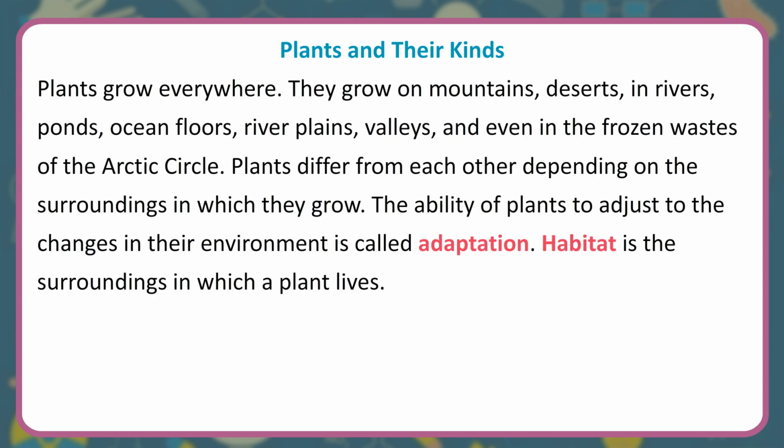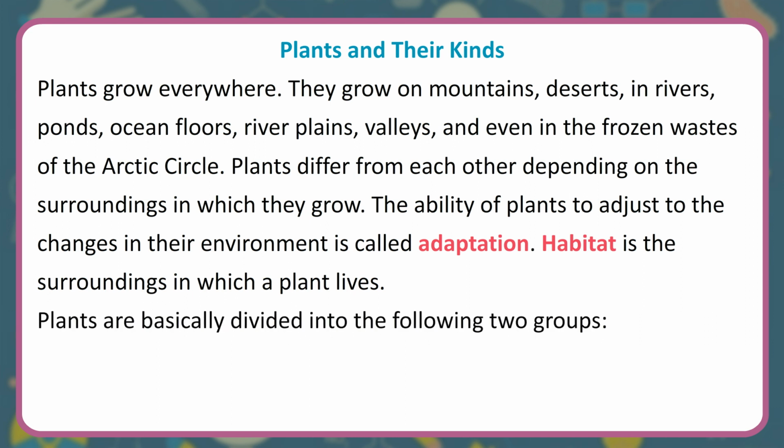Plants and their kinds. Plants grow everywhere. They grow on mountains, deserts, in rivers, ponds, ocean floors, river plains, valleys, and even in the frozen wastes of the Arctic Circle. Plants differ from each other depending on the surroundings in which they grow. The ability of plants to adjust to the changes in their environment is called adaptation. Habitat is the surroundings in which a plant lives.